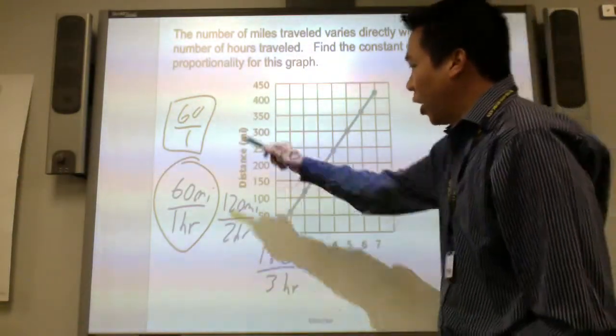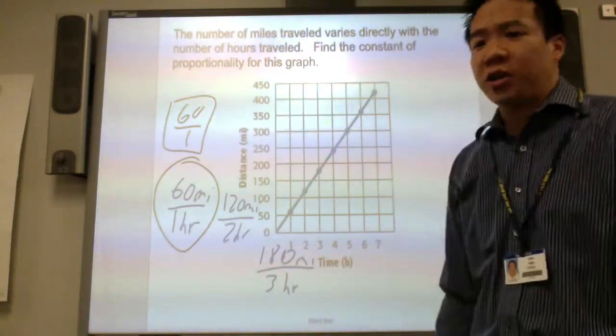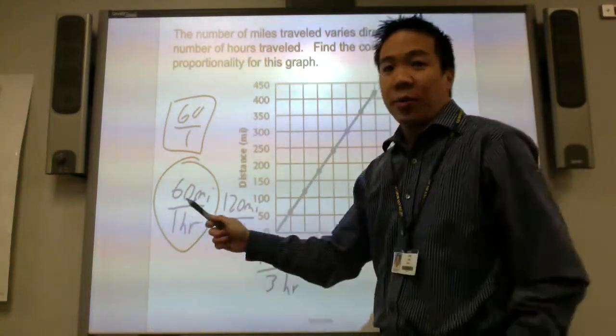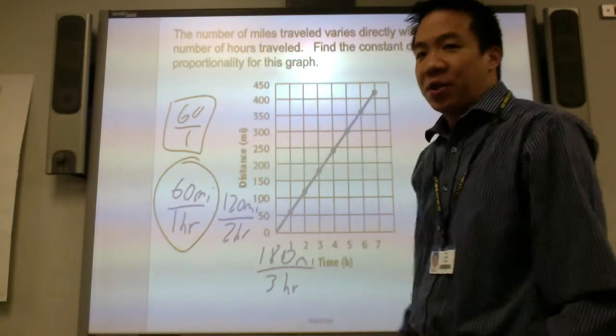So you're saying, are they all related? Are they all directly related with each other? They are directly related with each other. And if we simplify every one of these again, a ratio is comparing two numbers, the Y value and the X value, it breaks down to 60 over 1.